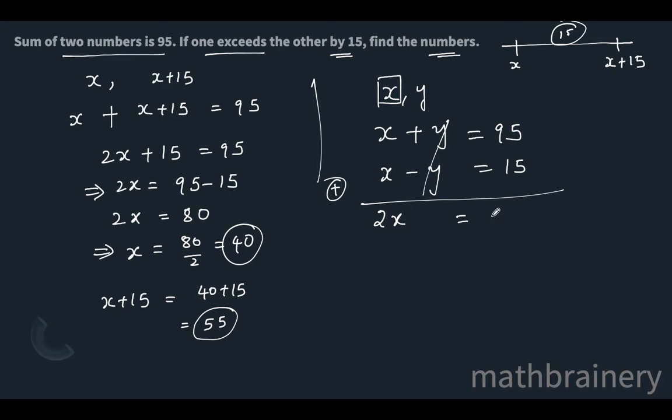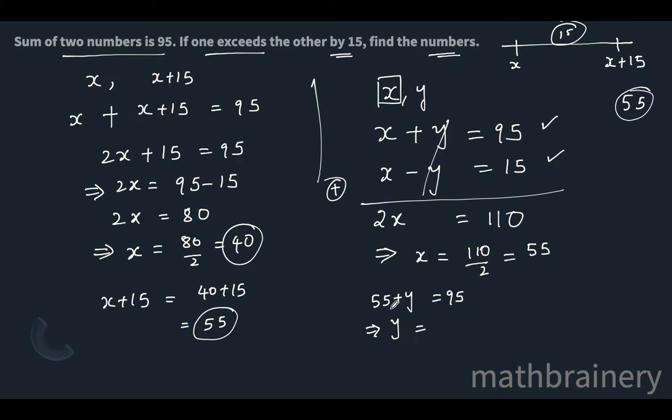95 plus 15 is 110. 2x is equal to 110. This implies your x must be 110 divided by 2, which is 55. So, one bigger number is 55. Then what should be the smaller number? The smaller number you can find out by substituting it in either of these two equations. Let me choose the first equation. Your 55 plus y is equal to 95. This implies your y must be, transposing 55 to the other side, 95 minus 55, which is 40. So, the other number must be 40.